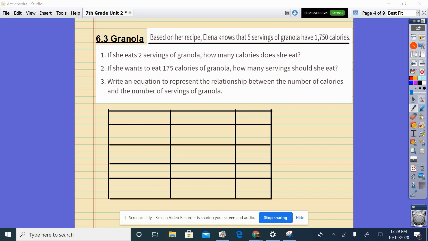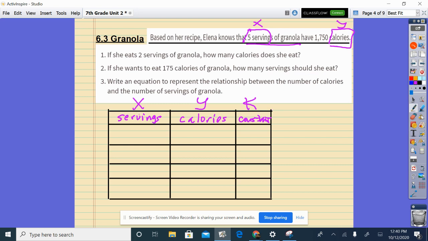So when I'm setting up this table, I know that this is X, this is Y, and this column is K. So what's X? Well, X will be the number of servings of granola, and Y will be the calories. So here is servings and calories, and this is our constant. I encourage you to get in the habit of writing down tables, because if you draw yourself a picture, it just makes things a lot easier, I think. So this is a serving.